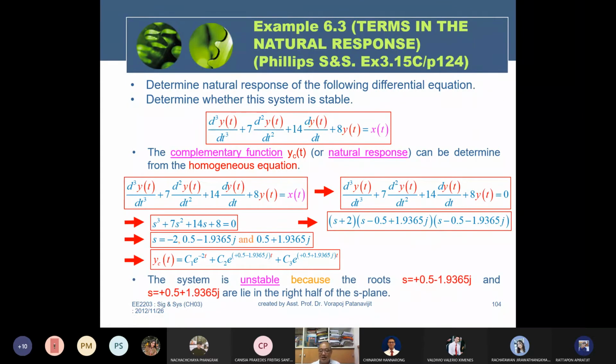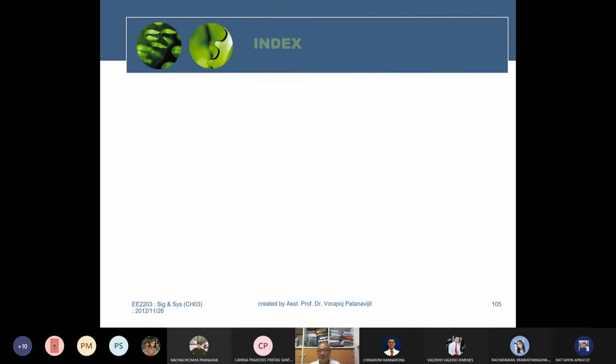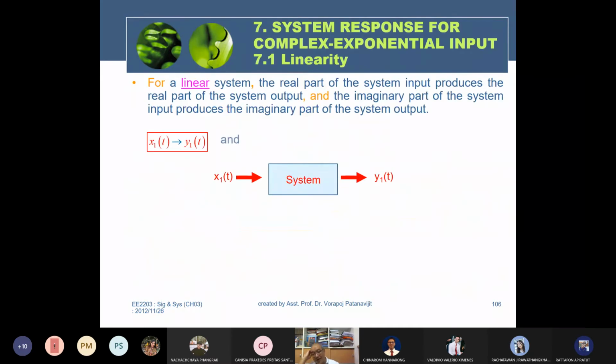We can summarize that the system is unstable because the roots of s at plus 0.5 and at plus 0.5 plus or minus 1.9j lie in the right half of the s plane. This was already shown to you in the overall idea.